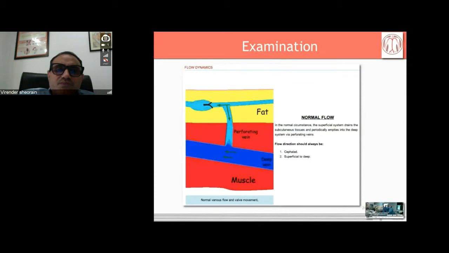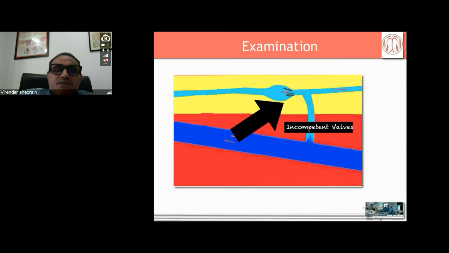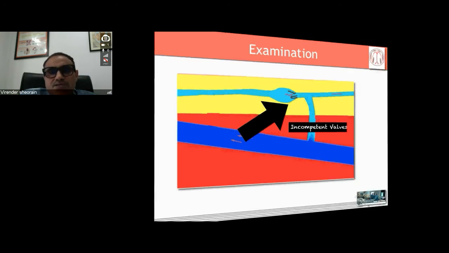So, coming to perforating veins. In normal circumstances, the superficial system drains the subcutaneous tissue and periodically empties into the deep system via perforating veins. So flow direction should always be cephalad, superficial to deep, and it is well demonstrated on this slide: normal venous flow and valve movement. Now what happens when there is an incompetent valve is that the flow becomes bidirectional, or the direction changes.